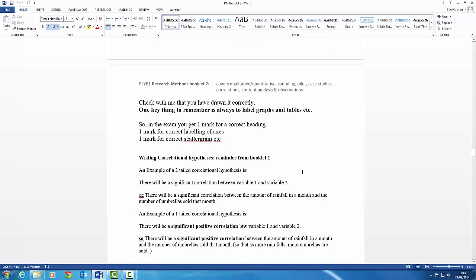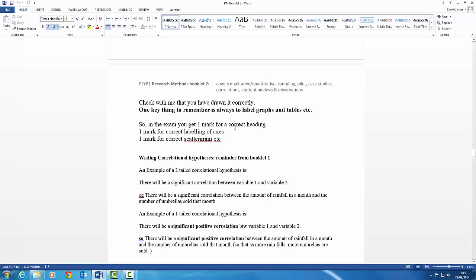One key thing to remember with any graph is that you need to label correctly. In the exam you get a mark for a correct heading. It has to be accurate, and I'll explain that a little bit, but basically it should have both variables mentioned, and that would be the same whether you're doing a bar chart, histogram, scattergram, whatever. We call it a standalone heading with both variables, so both conditions of the IV and the DV. Here, because we don't have an IV and DV in correlations, you would just have both variables.